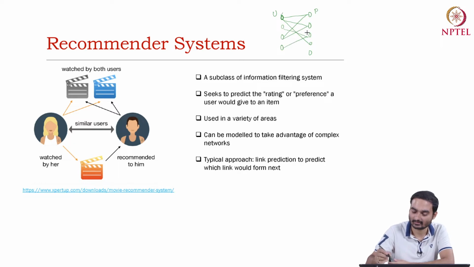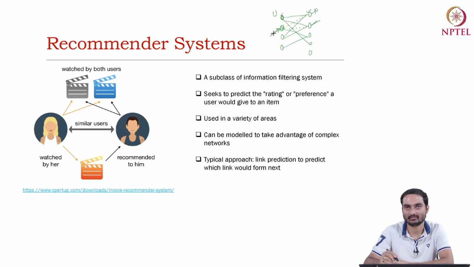And what is the task? Given this user, what would be the recommended products? Say this user has already bought this product and this product, so these links have already been created. If you go back in the past, and in the past this user had not purchased anything so far, now if you could correctly identify these two products for this user, that would be your success.